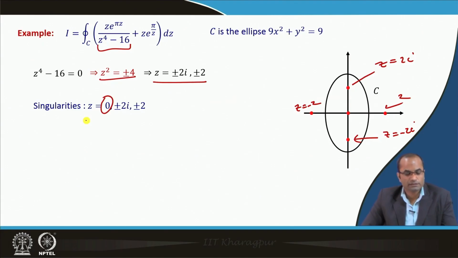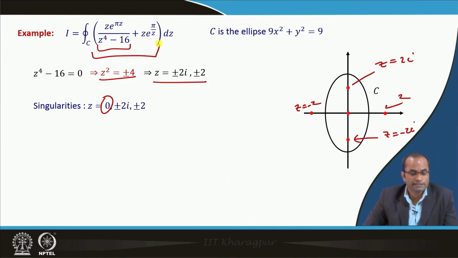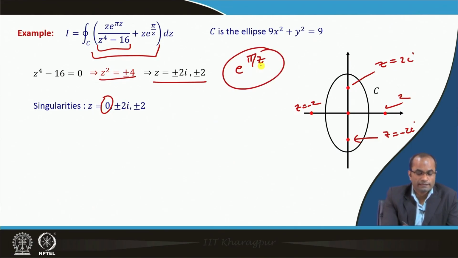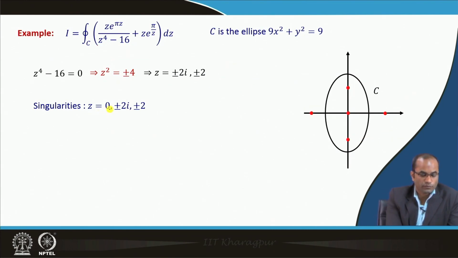There is another point here, z equal to 0, that is also a singular point of this integrand, because we have e^(pi/z), and as z goes to 0, everything goes to infinity. So, the function is not defined, and that is also a singular point. So, we have several singular points here: 0, plus minus 2i and plus minus 2.